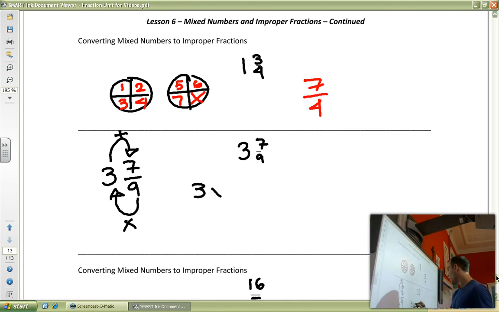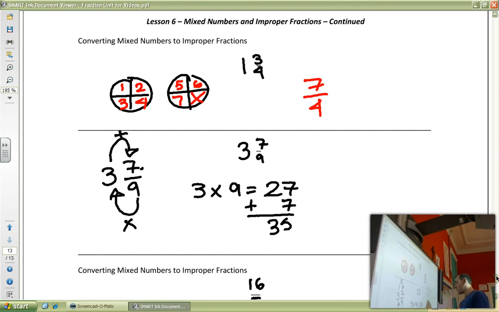We're going to do 3 times 9, denominator times our whole number. It's going to give us 27 parts in the whole numbers, and then we're going to add to that our numerator. So plus 7 is going to give me a total of 34 parts. 34. And what we need to do now is keep our denominator. The denominator is going to stay the same. So 9, keep your denominator.